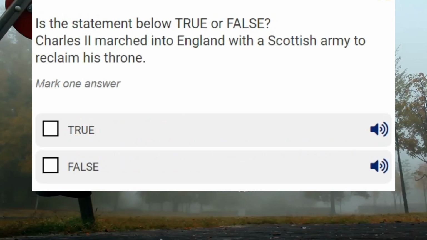Is the statement below true or false? Charles II marched into England with a Scottish army to reclaim his throne. True. False. Correct answer: true.